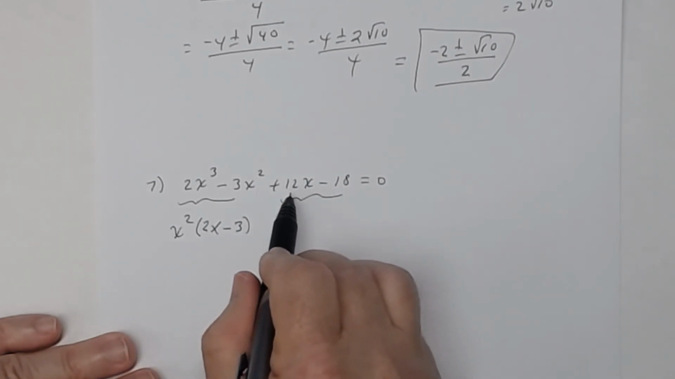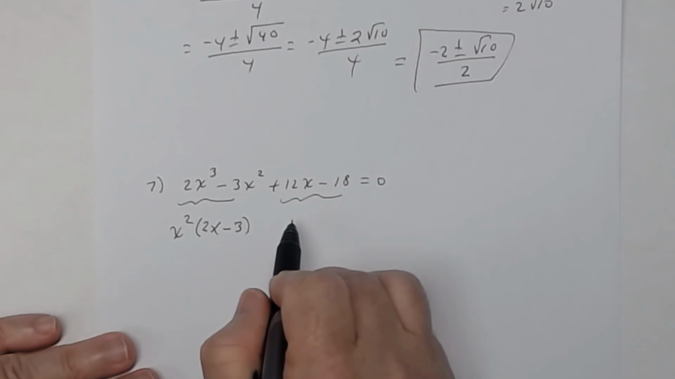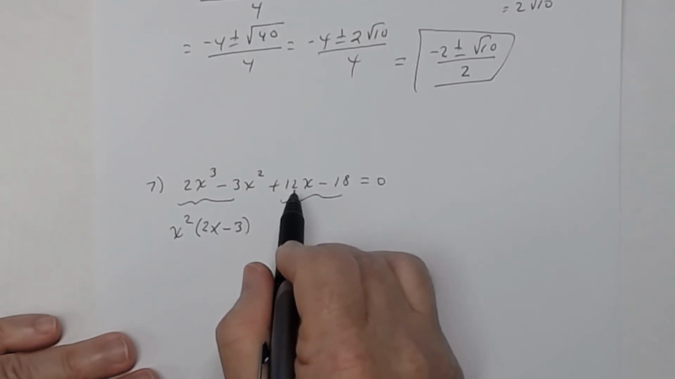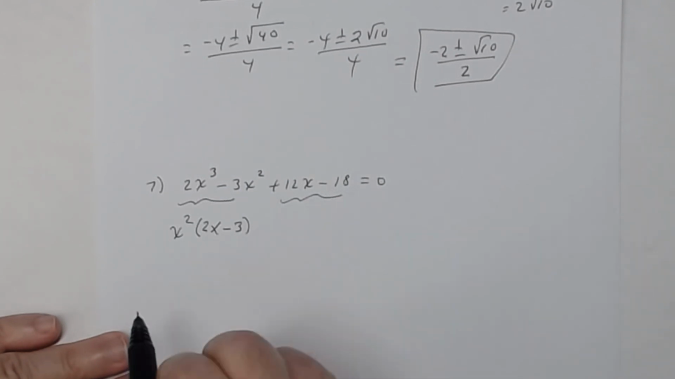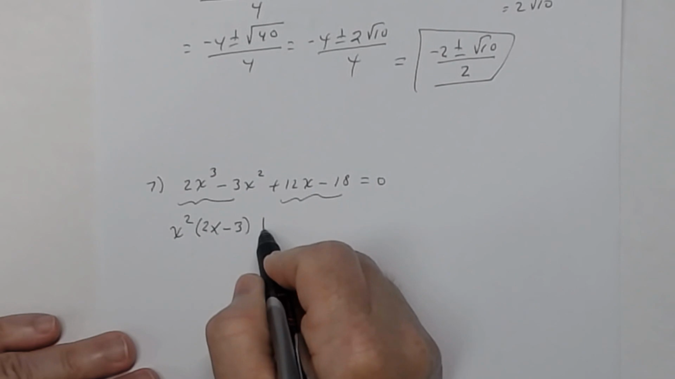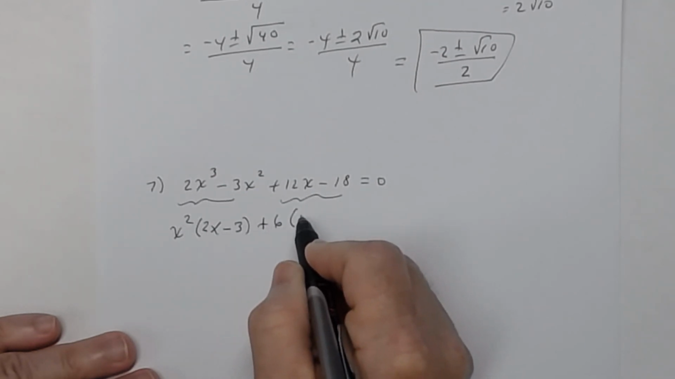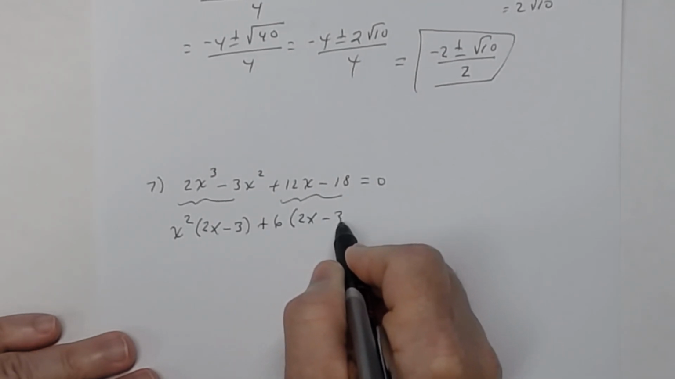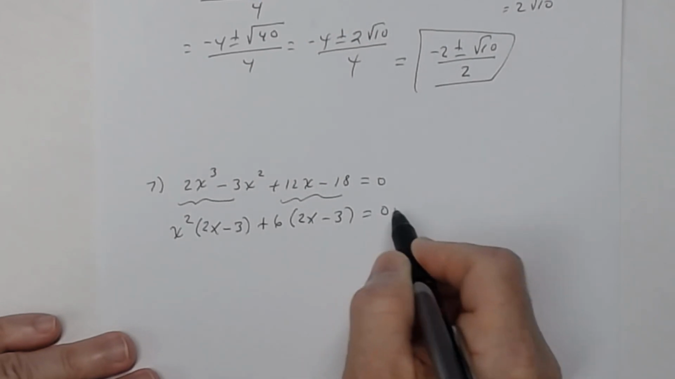Over here, if you look at positive 12x and a negative 18, the GCF is 6. 6 goes into 12x, and 6 goes into negative 18 evenly. So we're going to factor out this positive 6. So plus 6 times 2x minus 3. And then that's going to equal 0.